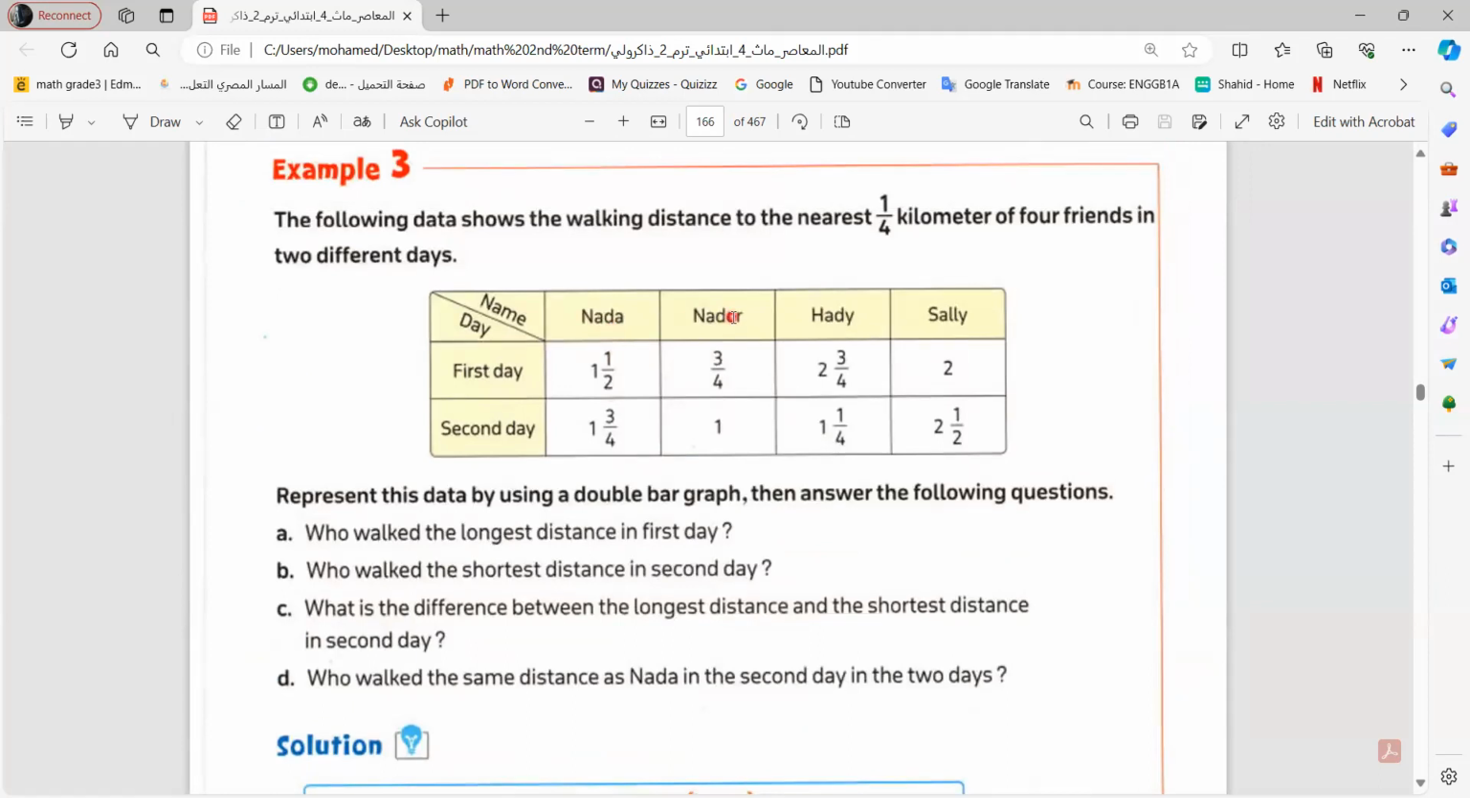I'm talking about who? Nada, Hadi, Sally. These are the students I'm talking about. What are the two things I measure? For Nader, I measure first day and second day. For Nada, first day and second day. For Hadi, first day and second day, and so on. We're always measuring two things.